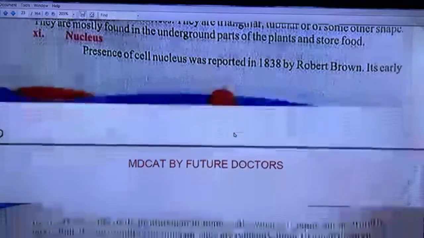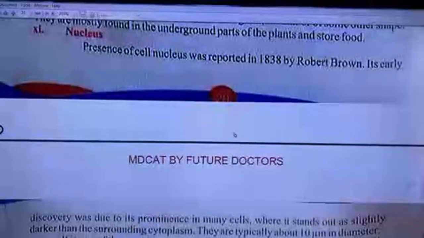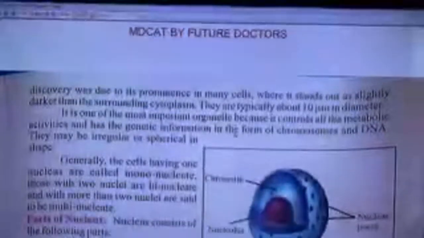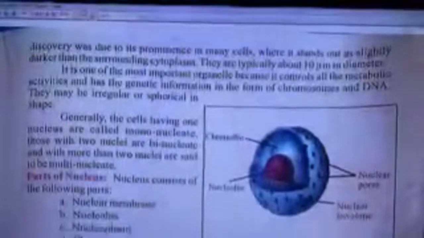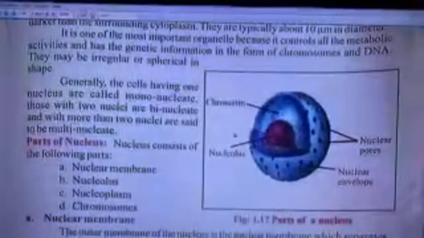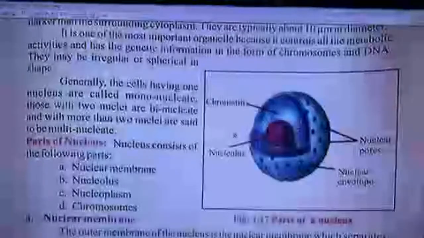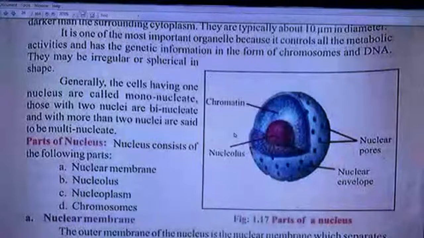Nucleus. The nucleus was reported in 1838 by Robert Brown. Its early discovery was due to its prominence in many cells, where it stands out as slightly darker than the surrounding cytoplasm. They are typically about 10 micrometers in diameter. It is one of the most important organelles because it controls all the metabolic activities and has the genetic information in the form of chromosomes and DNA. They may be irregular or spherical in shape.